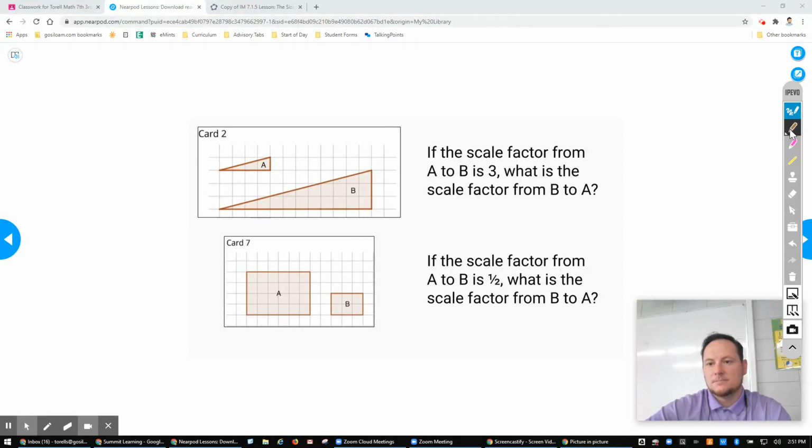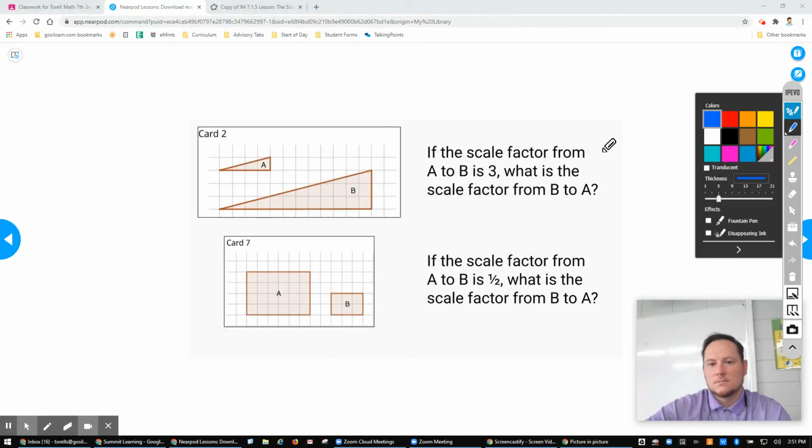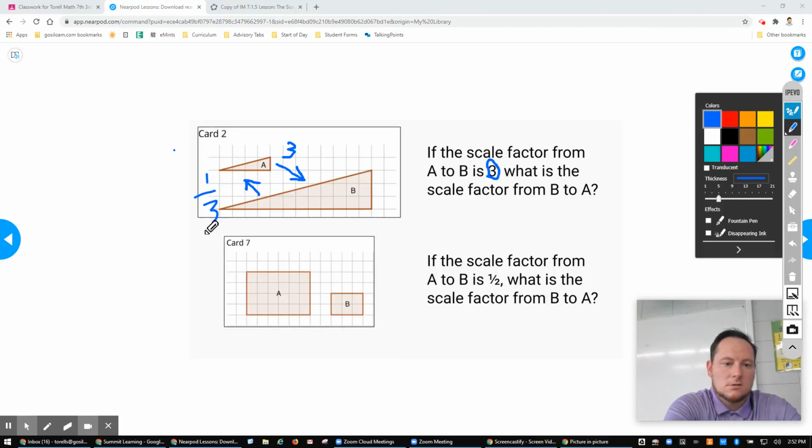So if we go from A to B, scale factor is 3. But if we're going back the other way, what happens when you go this way? Remember what we said before, kind of like A is looking at B going, man, he is 3 times my size. B looks back at A and goes, man, that one is 1/3 my size. It's just that reciprocal, right?